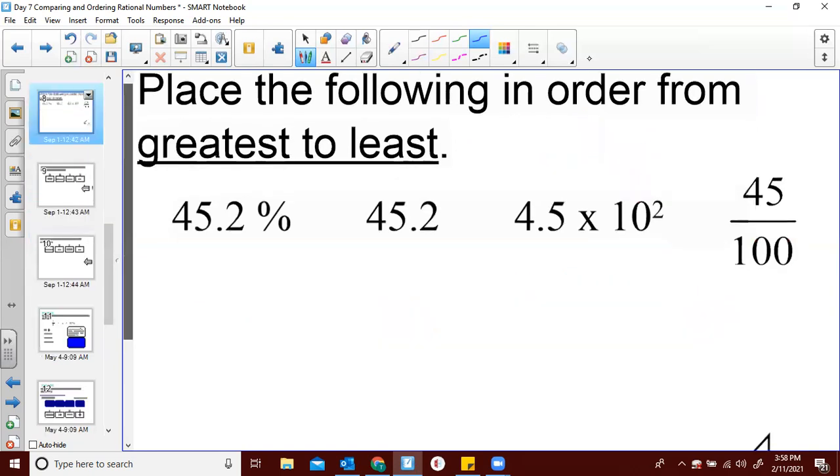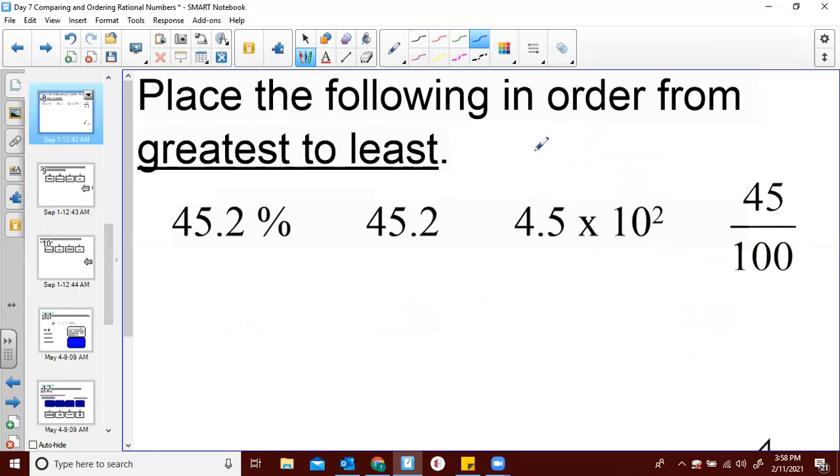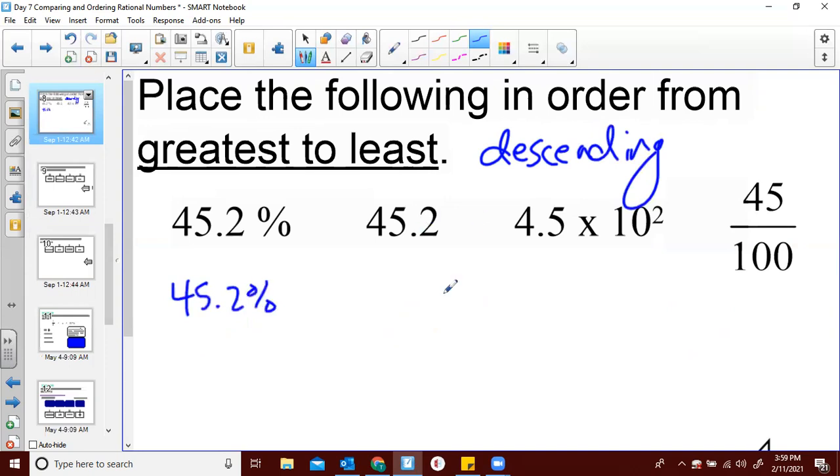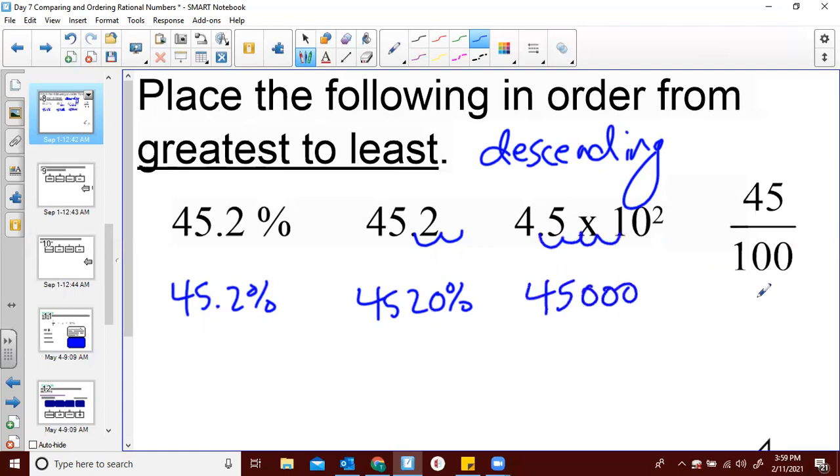All right, place the following in order from greatest to least. Now we are descending. Nice. One's already a percent. We like that. Give a little double dip here. It's going to be 4,520%. Let's see here. We would do a double dip and then another double dip. So we would have 45,000, so 45,000, and 45 over 100 is just 45%.